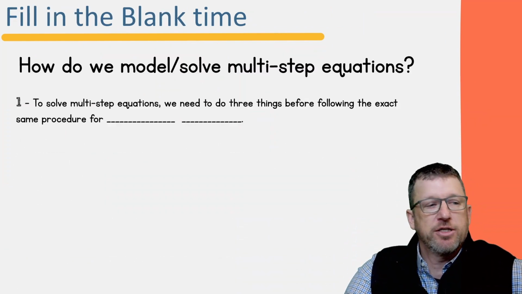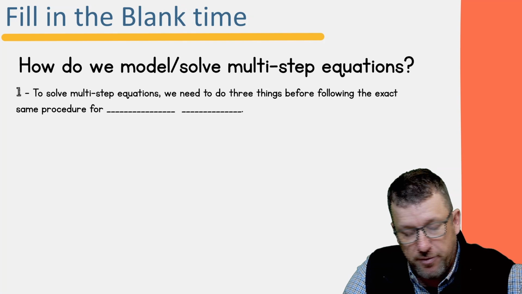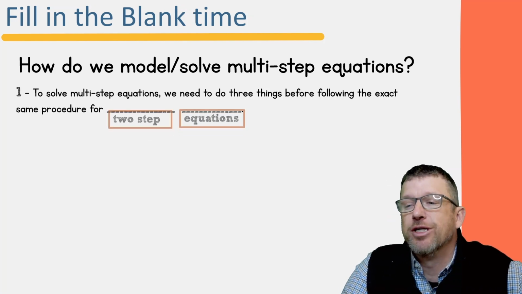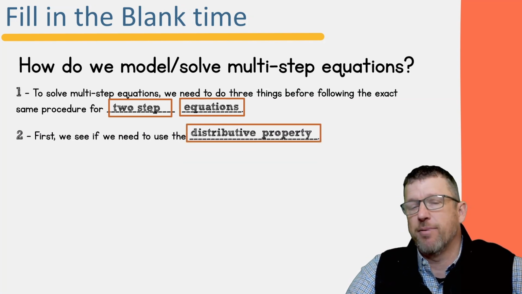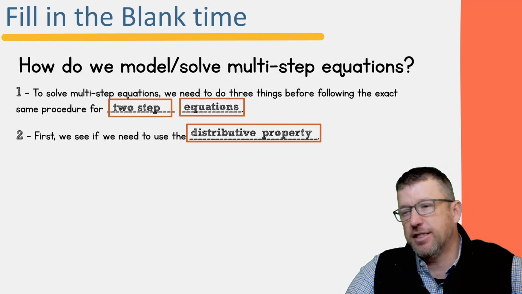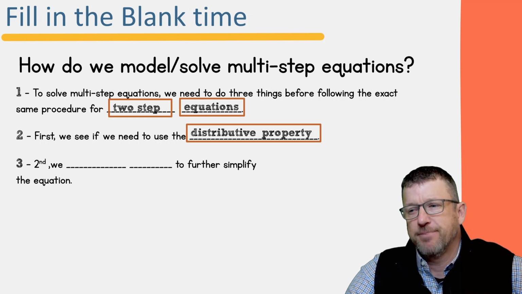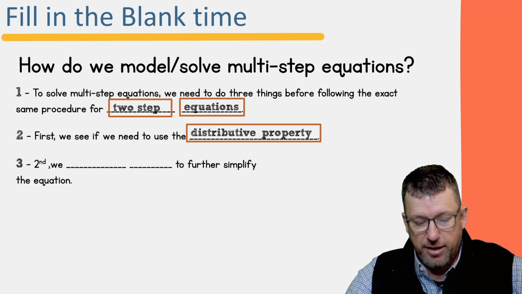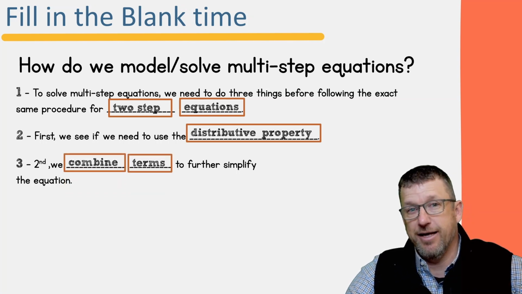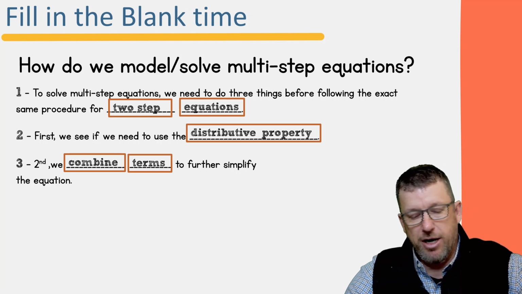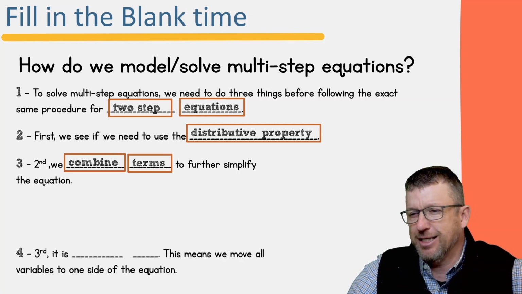All right, let's go ahead and fill in some blanks here. To solve multi-step equations, we need to do 3 things before we follow the exact same procedures for doing two-step equations. Okay, the first thing is we need to use the distributive property. Look throughout your multi-step equation and see if you see any parentheses and if there's a way to use the distributive property. Second, after we've done the distributive property, simplifying and narrowing down our expressions, we're going to go ahead and combine terms on one side and then look at the other side. We're not moving things around yet. Combine all terms on one side and then look at the other side to combine terms on that side.